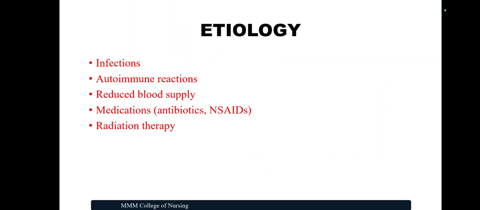So etiological causes are infections, autoimmune reactions, reduced blood supply, medications which include antibiotics and non-steroidal anti-inflammatory drugs, that is, the overuse of these medications may also cause colitis, and radiation therapy.